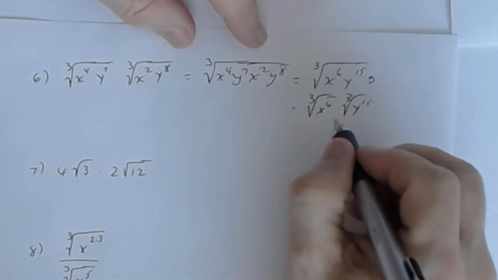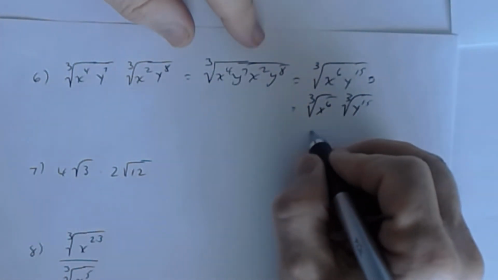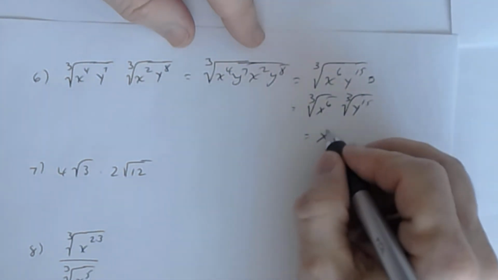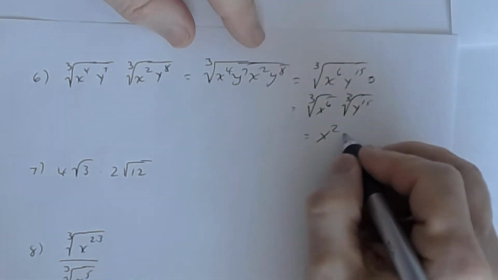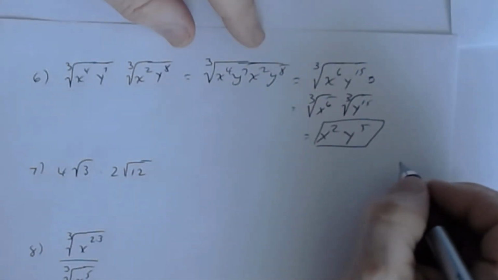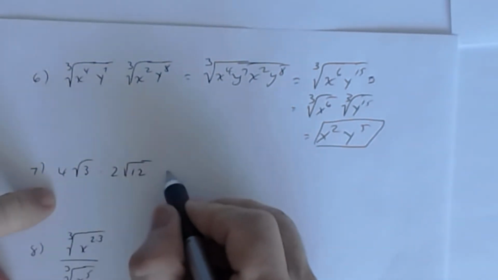And again, you can skip some of these steps because you could have easily done this without any work. And so that's the cube root of x to the 6th. 6 divided by 3 is 2. And then 15 divided by 3 is 5. So the answer is x squared, y to the 5th. Okay?